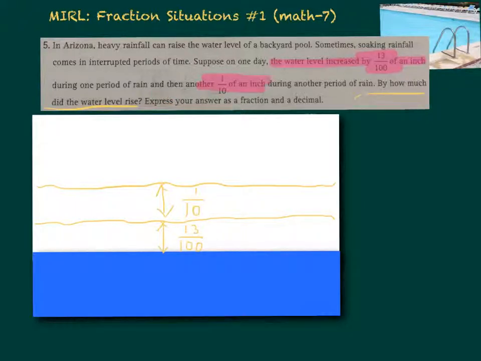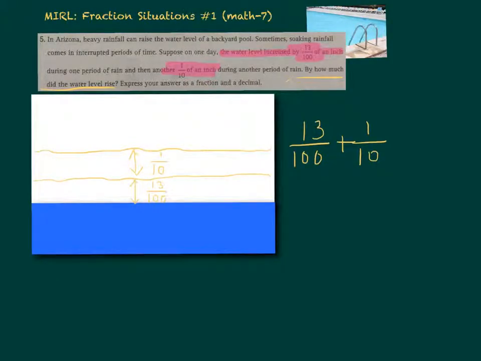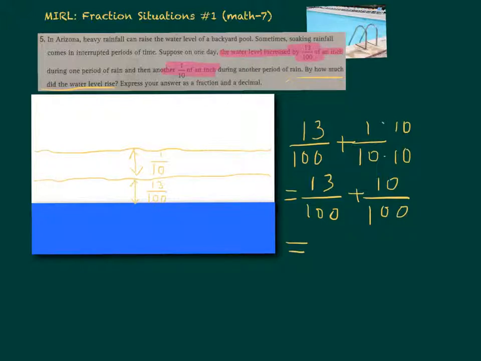Well, all you have to do is just add up these two numbers, 13/100 plus 1/10. By now you should know how to get the LCD, and the LCD between these two fractions is 100. So I'll just change the second fraction. Multiply it by 10/10. So I have 13/100 plus 10/100. 13 plus 10 gives you 23. So the answer is 23/100 of an inch.